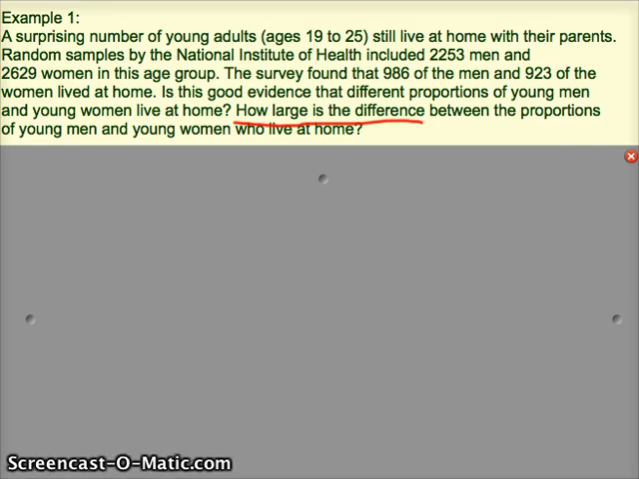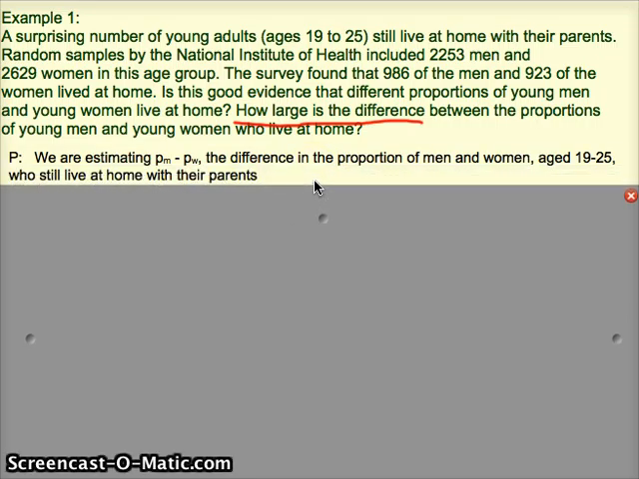All right, well, I'm going to assume you took a shot at that. This is a PANIC problem. So let's walk through the steps here. First off, we're being asked to estimate a difference in proportions of men and women who are still living at home with their parents. So you can see the symbolism here. We're estimating. Here's our difference in proportions. Notice I've used little m and little w to help keep things straight.